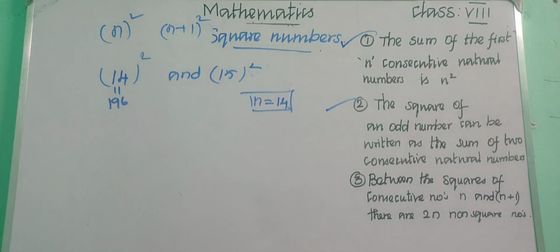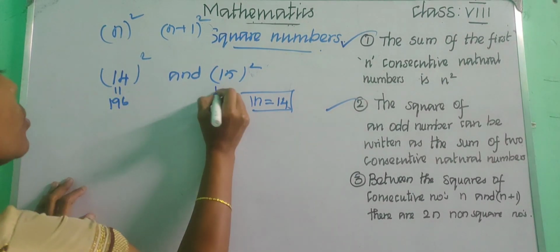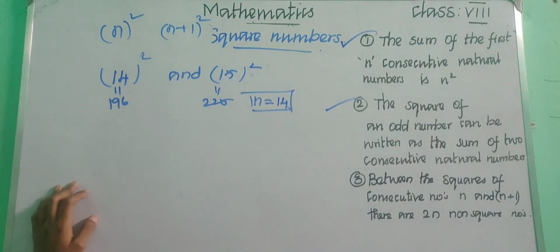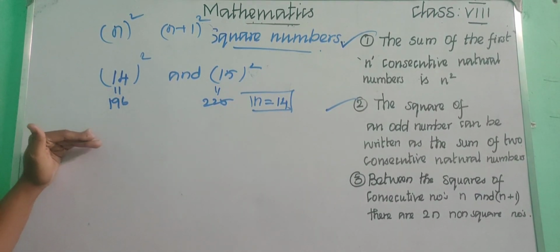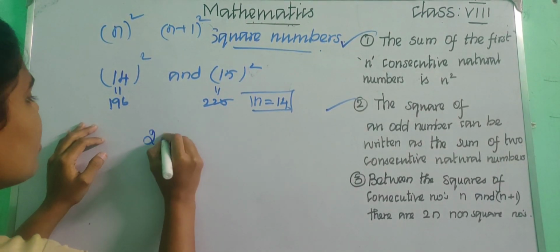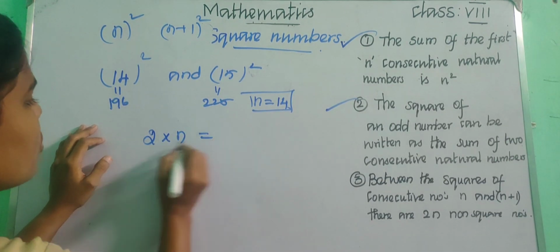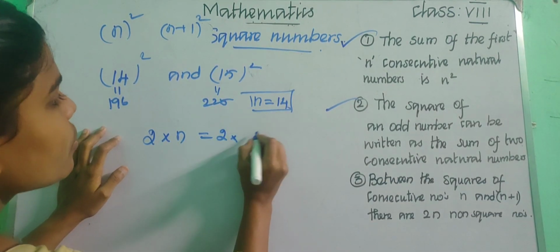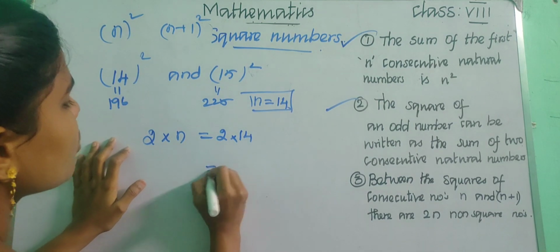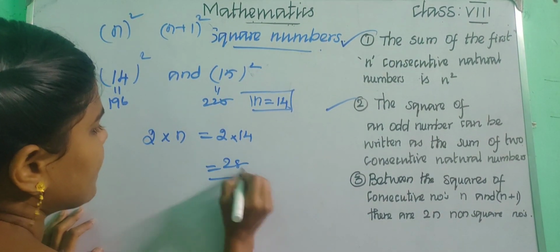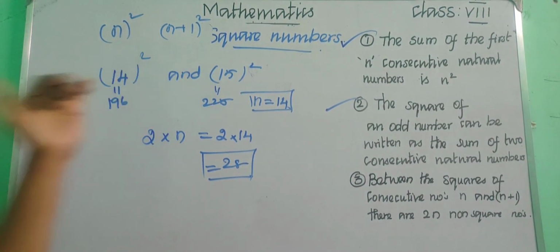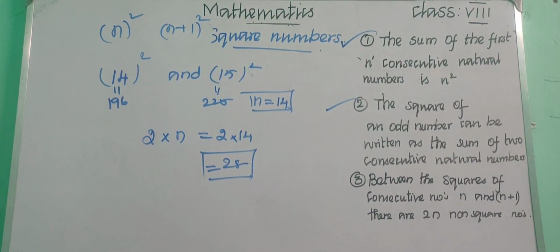So what is 15 squared? 15 squared equal to 225, right? So let us find the number of non-square numbers in between these two. So how will you find? We need to put 2 into n. So 2 into what is n? 14, right? So 2 14s are 28. Okay, so in between these two square numbers, we are having 28 non-square numbers. Is it clear, children?